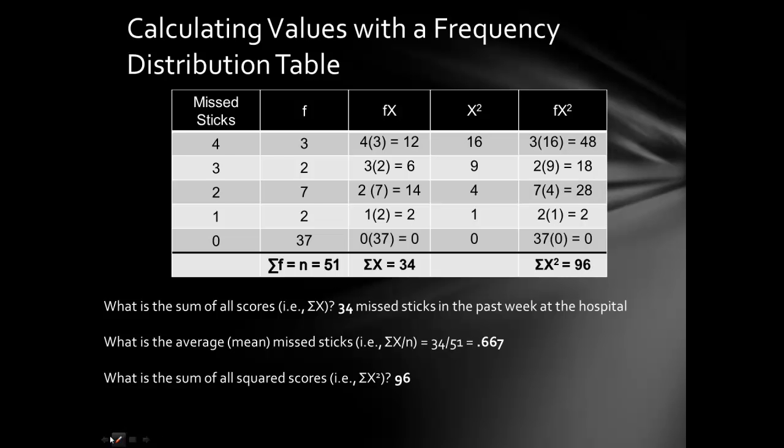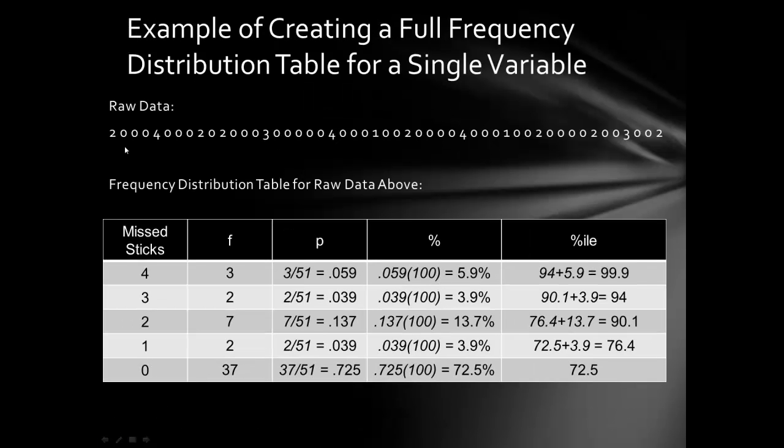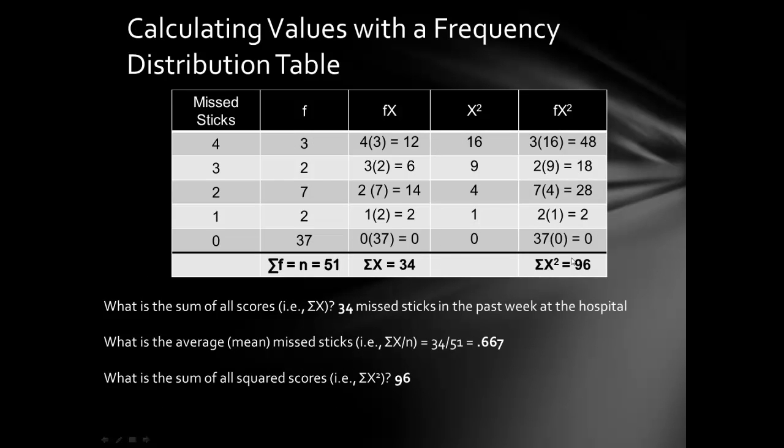Now you could also, if you had access to the raw data, square each one of these and add them together. So 4 plus 0 plus 0 plus 0 plus 16 all the way across, and you would get 96.